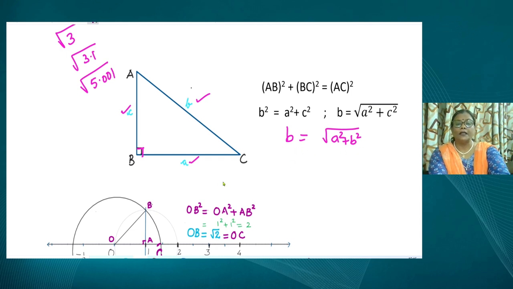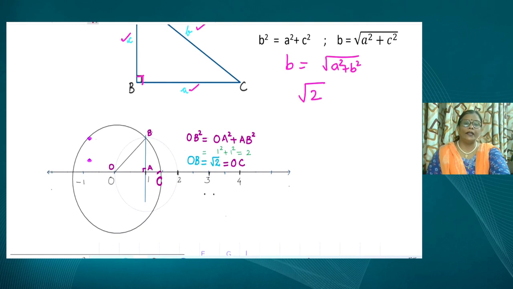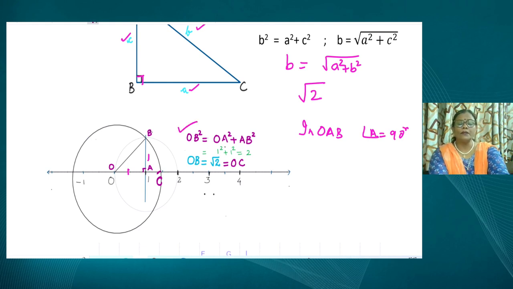How do we take up this concept? Suppose you are finding the root of 2. How do we locate root 2? We consider root 2 as the hypotenuse of a right angle triangle whose two sides we take as 1 unit and 1 unit. So OA is 1 unit and AB is also 1 unit. In triangle OAB, angle A is 90 degrees, so OB square is OA square plus AB square. Since OA and AB are each 1 unit, the sum becomes 2. Hence OB is root 2.